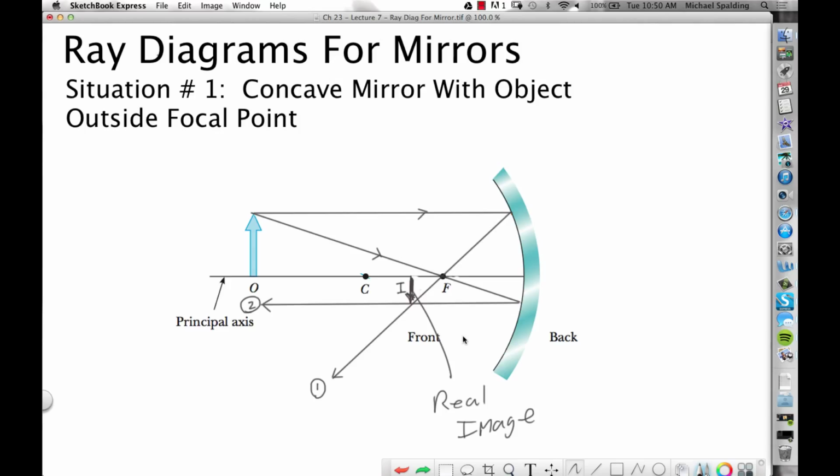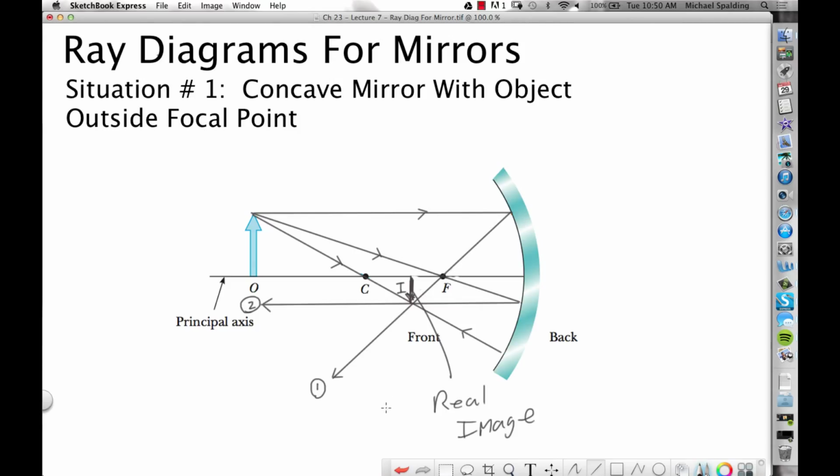Okay? Third ray is our check. So the third ray goes from the object through the center of curvature. Oh yeah. Look at that. Does that agree? Yes. Look at it, the ray comes in, hits the mirror, and then goes straight back. That perfectly agrees with the first 2 rays. It's money. That's a ray diagram.